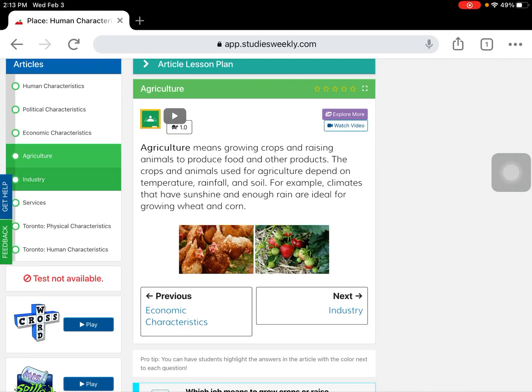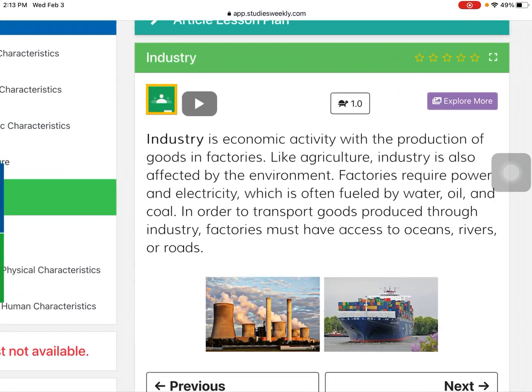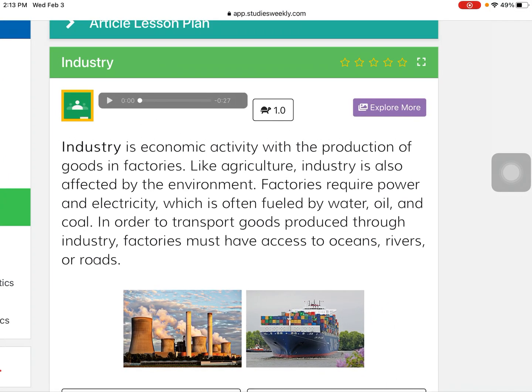Our next topic is called industry. So we just talked about agriculture. Our next is industry. Go ahead and say that word, industry. Good. Industry is economic activity with the production of goods and factories. Like agriculture, industry is also affected by the environment. Factories require power and electricity, which is often fueled by water, oil, and coal. In order to transport goods through industry, factories must have access to oceans, rivers, and roads.